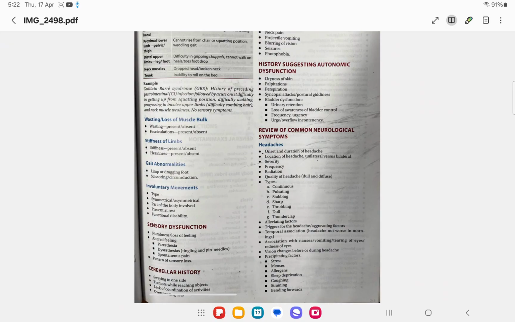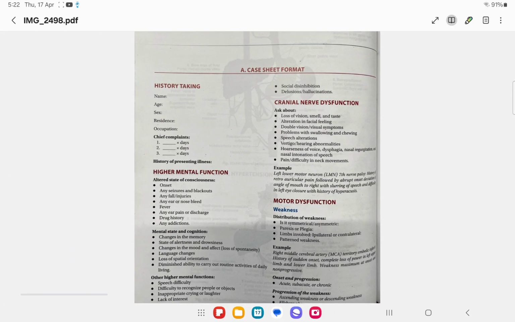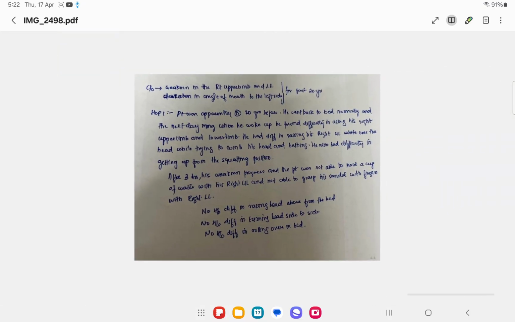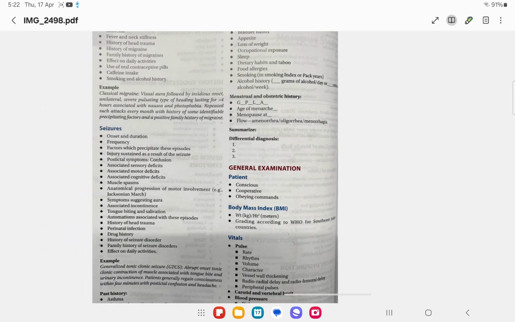Then you need to say whether the distribution of weakness is symmetrical or asymmetrical, how the onset was, and the progression. The thing I told you, then the HOPI, this is how you have to present. This is the exact scenario for each and every case, for example hemorrhagic, thrombotic, embolic. What the patient was doing, how the weakness started, how it progressed, what the status is now, which limbs are involved, upper limb or lower limb. Depending upon that you have to start the history.